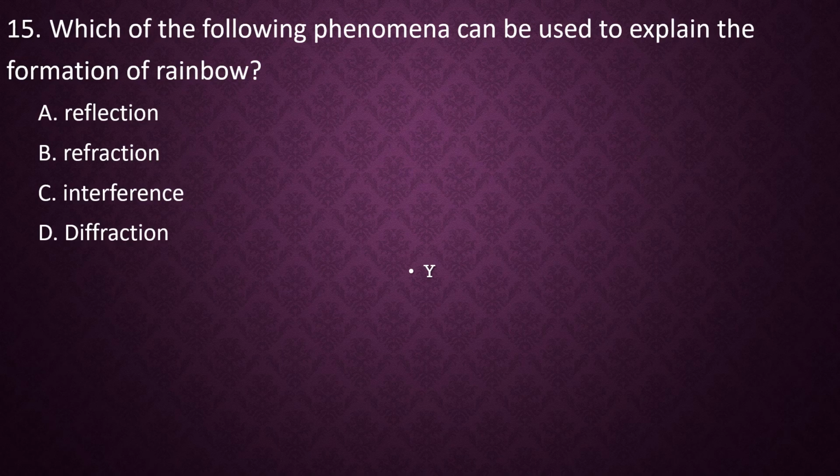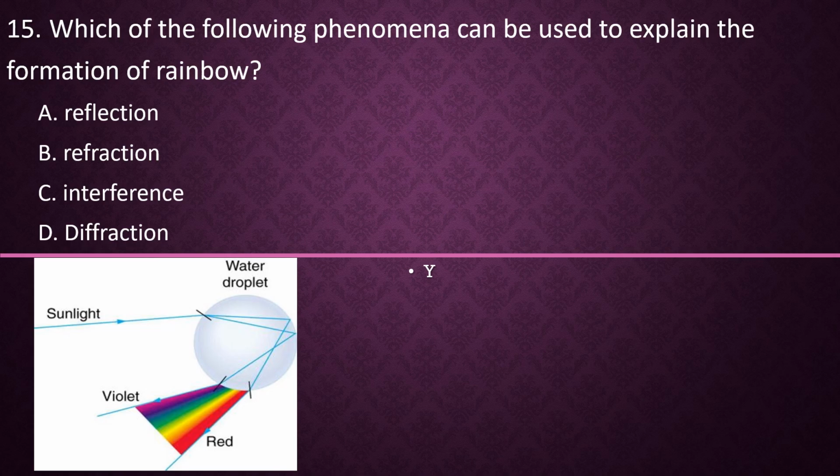Which of the following phenomena can be used to explain the formation of rainbow? All right, I'm just going to put a diagram here. So you notice that there's a combination of a lot of things that result to the formation of a rainbow. A ray of light goes through a water droplet, it gets refracted, and so when it gets to the water-air boundary, it has to get refracted again.